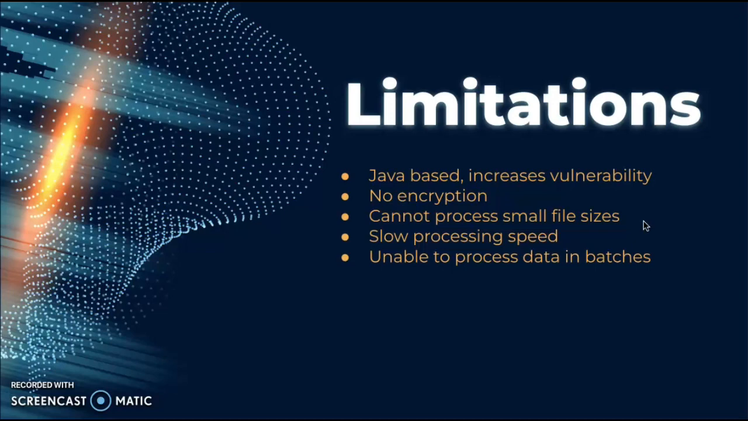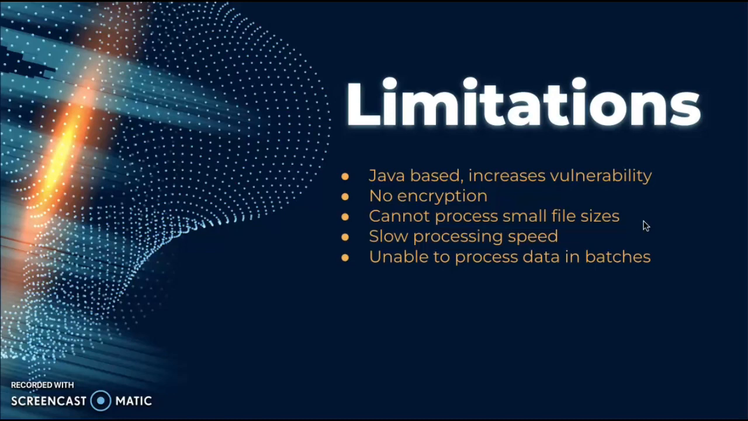Hadoop cannot process small data files. In Hadoop's distributed file system, the minimum block size is 128 megabytes. It's unable to handle a large amount of small data files. If there are too many small data files, the name node, or the directory in Hadoop, will get overloaded.